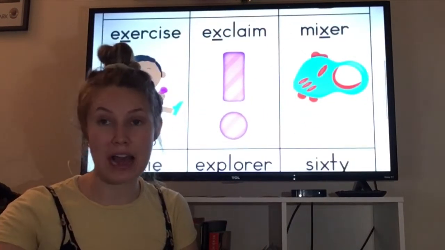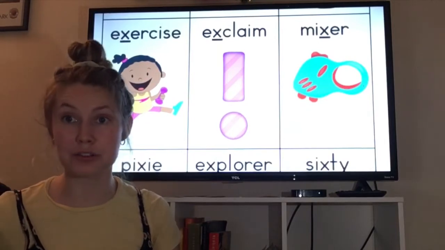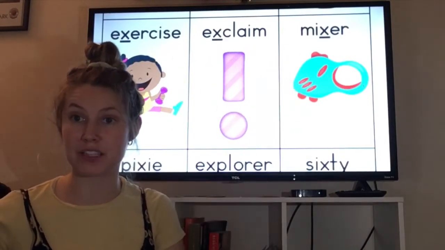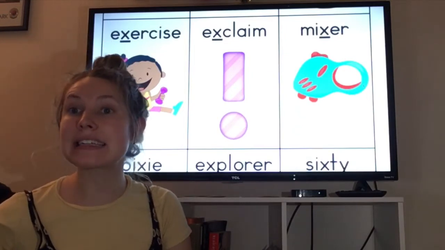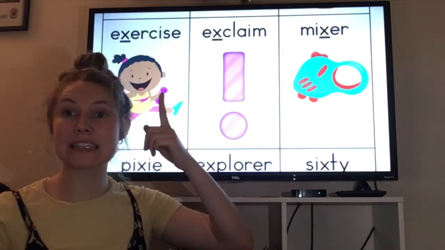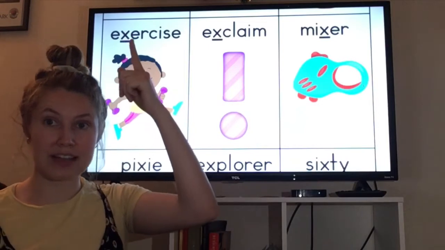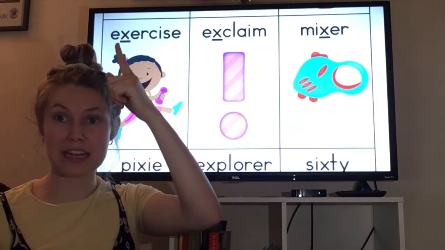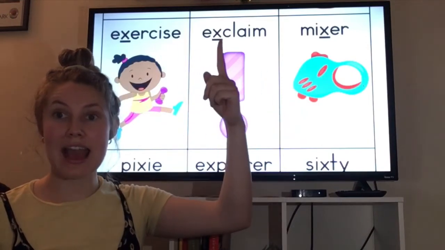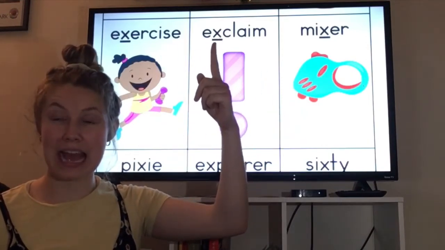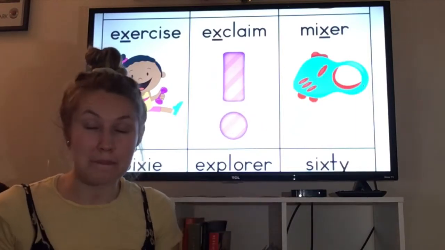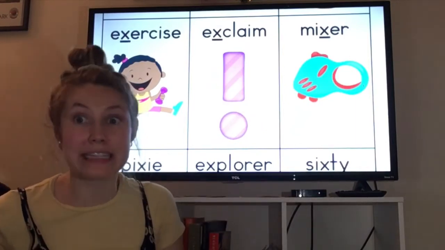These words also have the X sound towards the beginning of the word, but they have other letters in front of it. Exercise, exercise. Exercise has the X sound right there towards the beginning of the word. Exclaim, exclaim. That means to say something with maybe a loud voice. You exclaimed it.